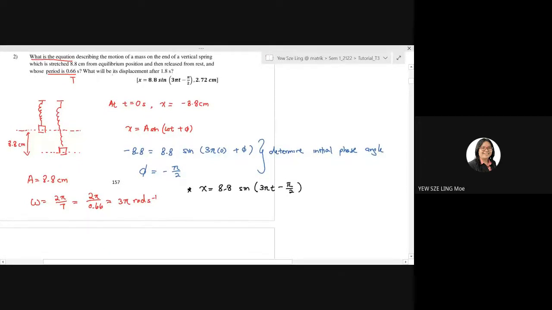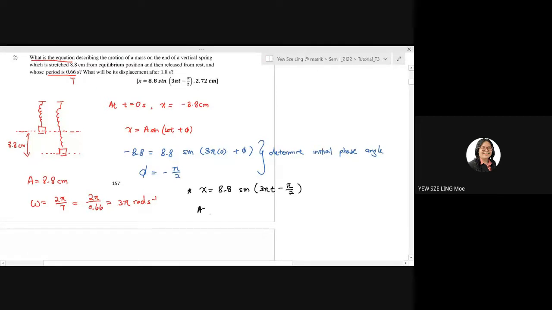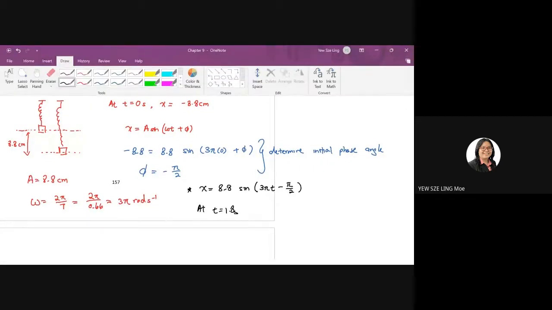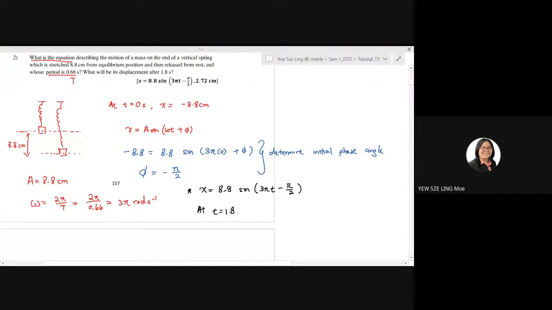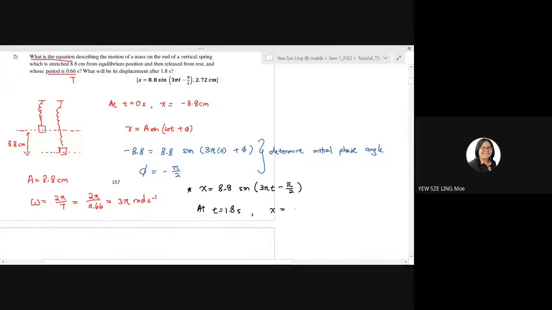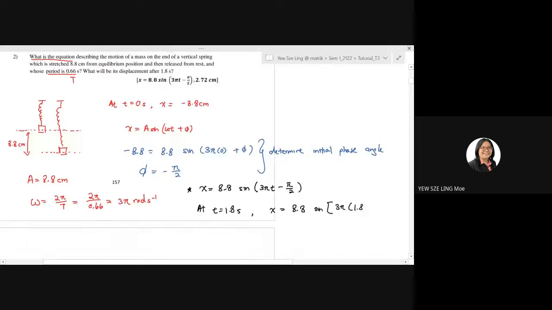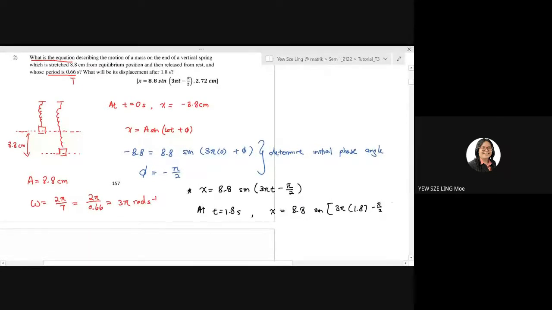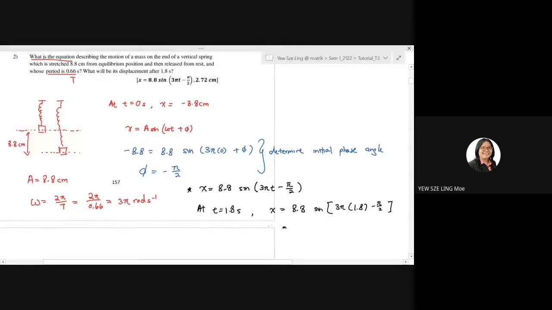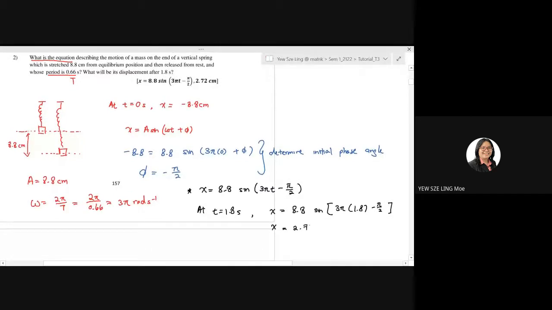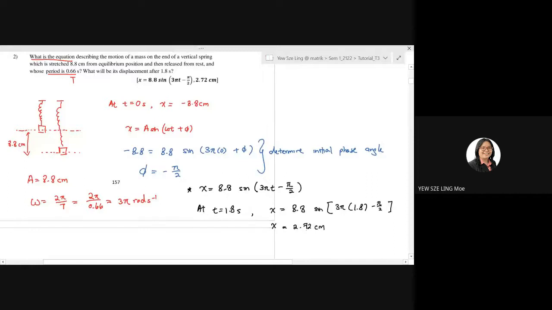So what will be its displacement after 1.8 seconds? At t equals 1.8 seconds, x equals 8.8 sine of 3 pi times 1.8 minus pi over 2, which is then equal to 2.72 cm. So this is the final answer.